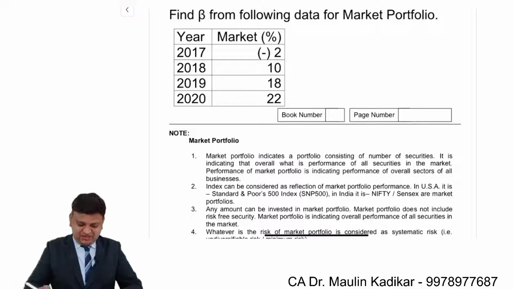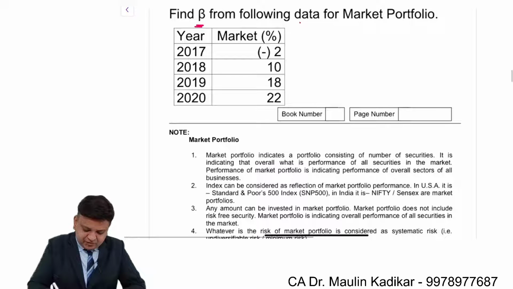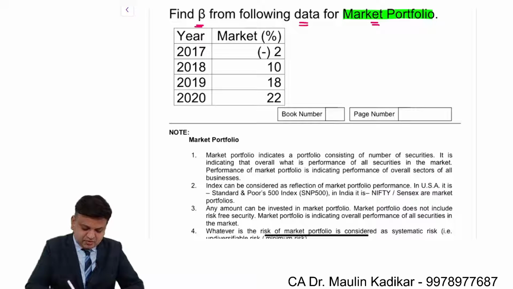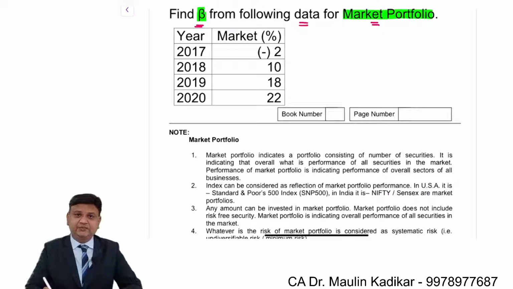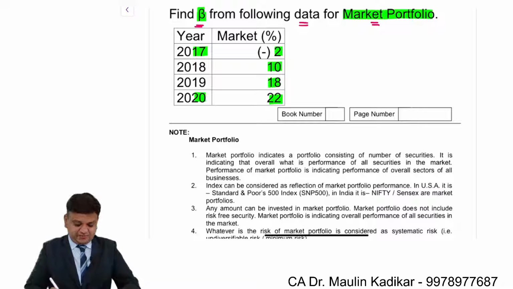Let us see the next question. Find beta from the following data for market portfolio. The question says that for the market portfolio, you are required to make the computation of the beta. Again, the question is providing the information from 2017 to 2020. Market portfolio return information is provided to us.